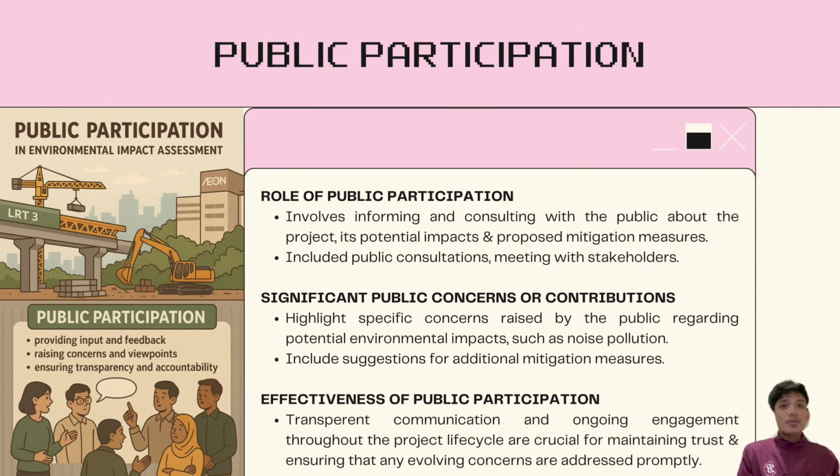Point number 2, significant public concerns or contributions. This point highlights specific concerns raised by the public regarding potential environmental impacts such as noise pollution, which are important for us. It also includes suggestions for additional mitigation measures if there are any. Point number 3, effectiveness of public participation: transparent communication and ongoing engagement throughout the project lifecycle are crucial for maintaining trust and ensuring that any evolving concerns are addressed promptly.